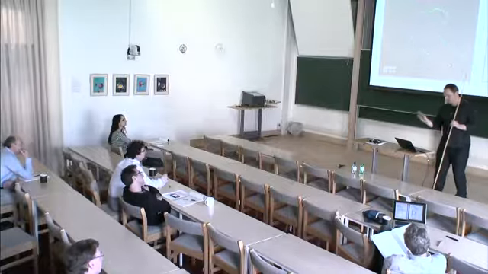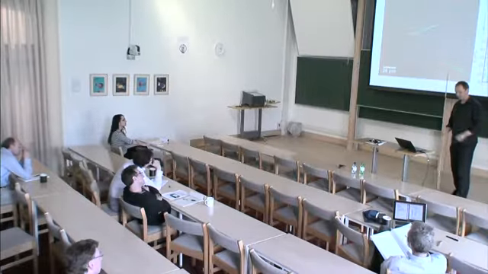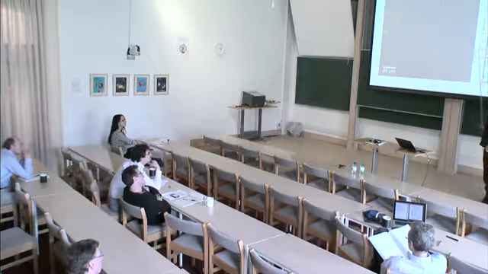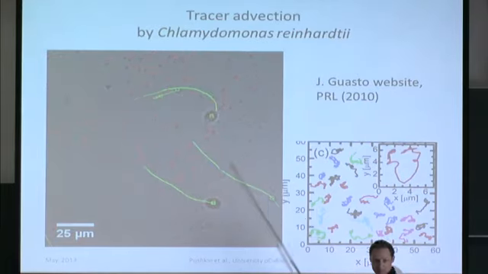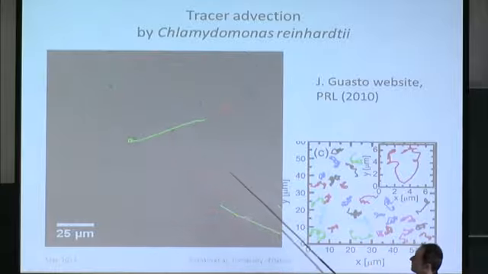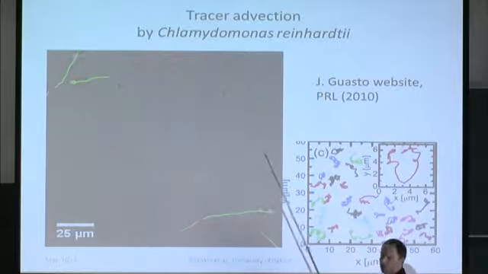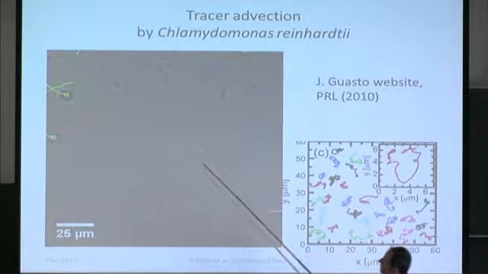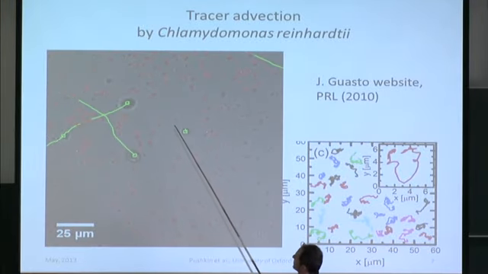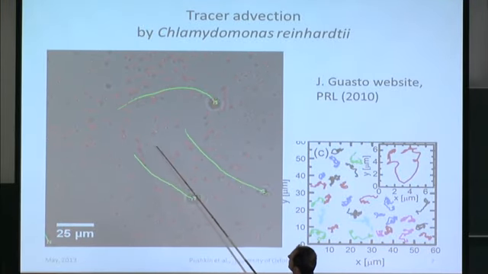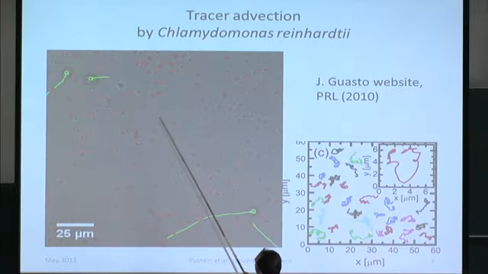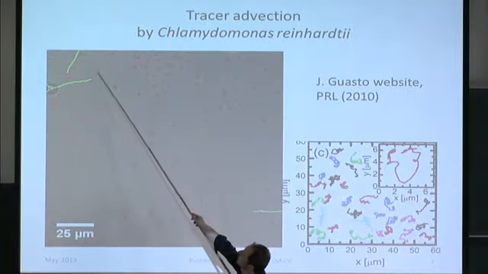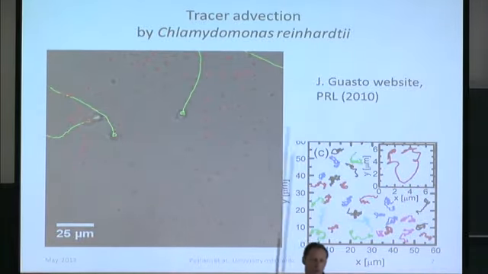So before I come to this question, I just want to show another movie. In this case, you have a suspension of Chlamydomonas, and these are passive tracers. And if you look carefully, you can see a number of things. You can see that a number of them, for example, this one, just made a loop that's almost closed.